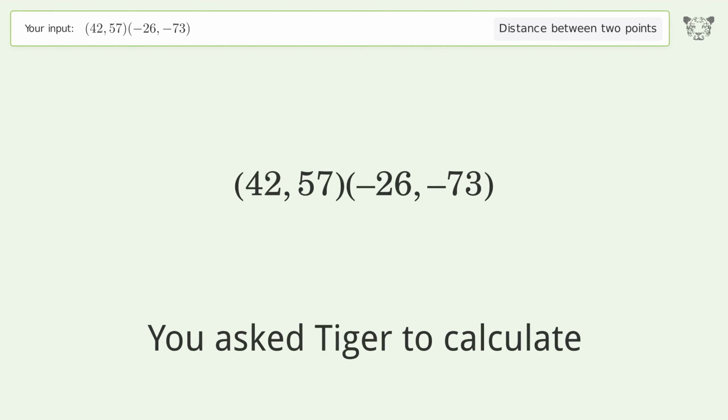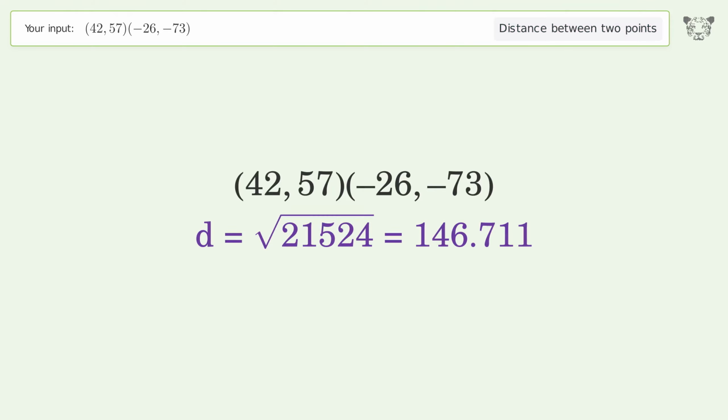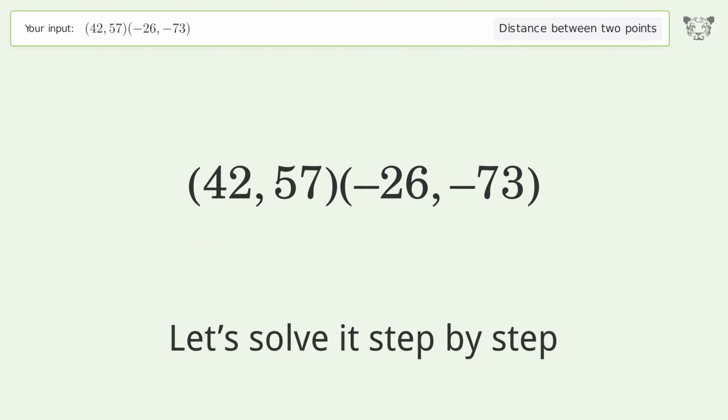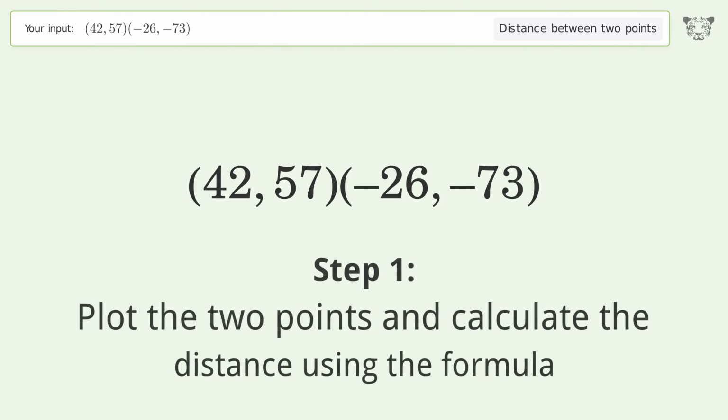You ask Tiger to calculate. This deals with the distance between 2 points. The distance between the 2 points is the square root of 21,524, or 146.711. Let's solve it step by step. Plot the 2 points and calculate the distance using the formula.